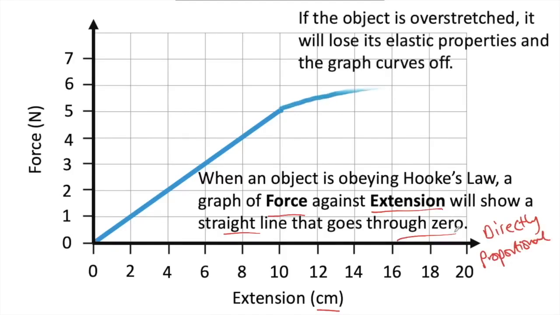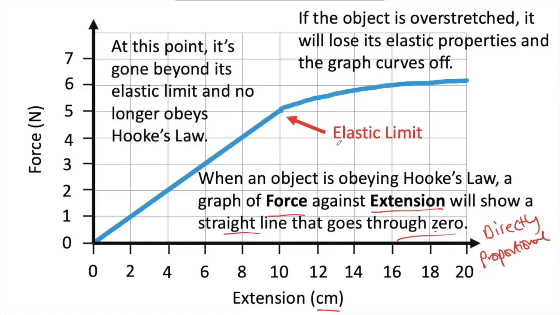If the object is overstretched, it will lose its elastic properties and the graph curves off. This point here we'd call its elastic limit, or limit of proportionality, because that is the point where it is not proportional anymore. At this point, it has gone beyond its elastic limit and no longer obeys Hooke's law.